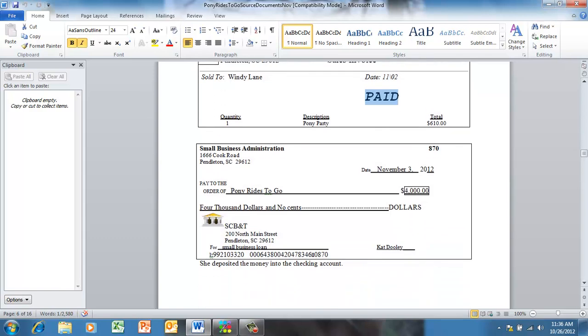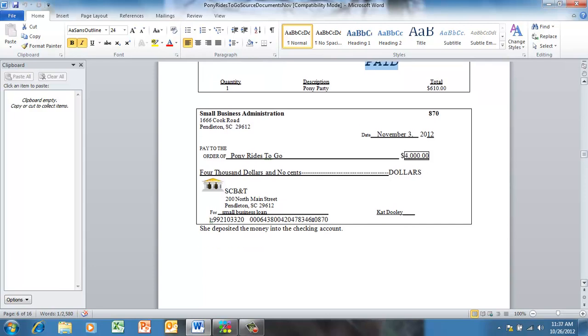In this next source document, this is a check. The check is being written from the Small Business Administration to us, Pony Rides to Go. So we are receiving this $4,000. What are we giving up? Well, it's down here in the memo line of the check, a small business loan. So we're going to have to owe out to the Small Business Administration for that.